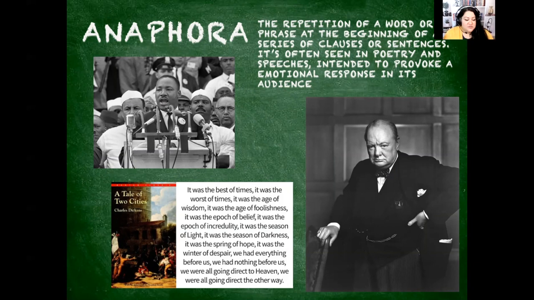If you've ever read A Tale of Two Cities, if you haven't, you should. It's like one of the best books ever. I love this book. It starts off with, it was the best of times. It was the worst of times. It was the age of wisdom. It was the age of foolishness. It was the epoch of belief. It was the epoch of incredulity. All right. It was, it was, it was, it was. We are comparing and contrasting Paris and London here. And so Dickens starts every sentence exactly the same. That's anaphora.